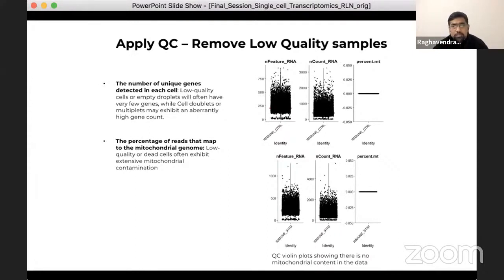The percentage of reads that map to the mitochondrial genome will also have to be considered, and cells with high levels removed, due to the fact that low quality cells or dead cells often exhibit extensive mitochondrial contamination. So to be careful and to eliminate those cells, we have to remove mitochondrial contamination. For example, in this case, the percentage of mitochondrial contamination in these two samples is almost nil, so we don't have to employ that filter in this case.